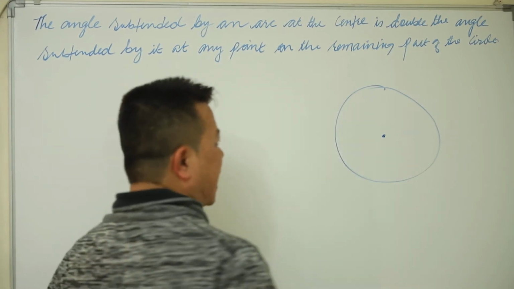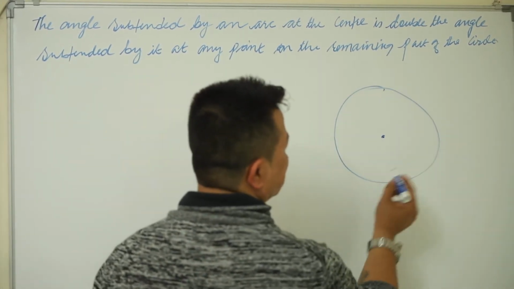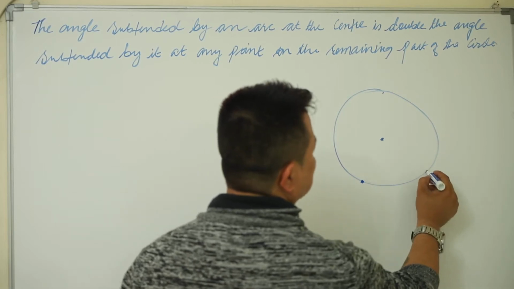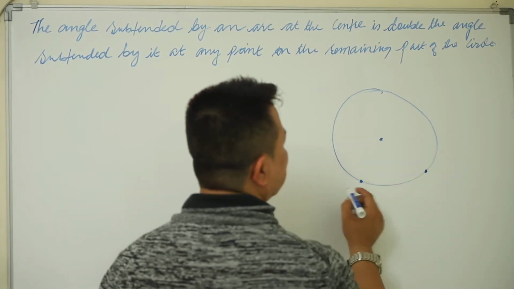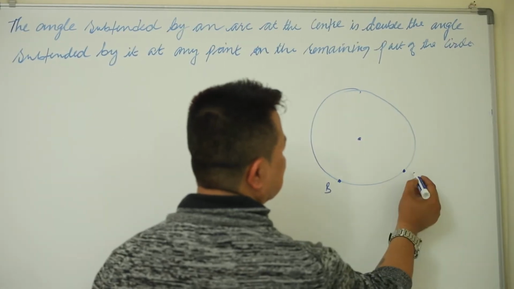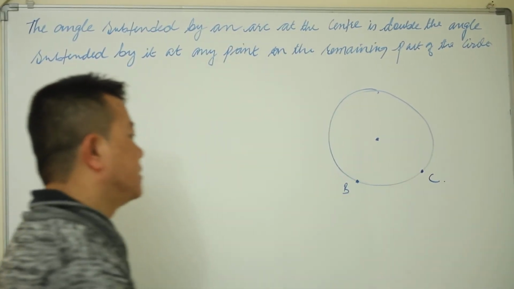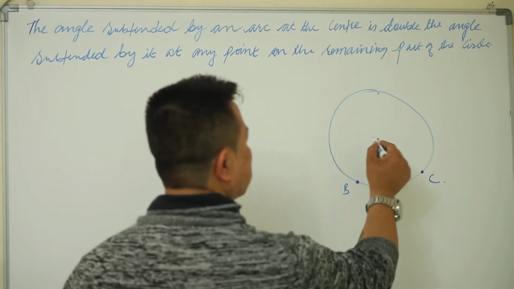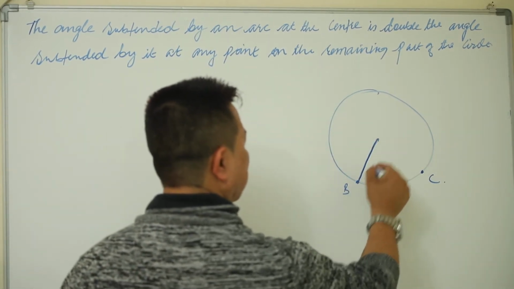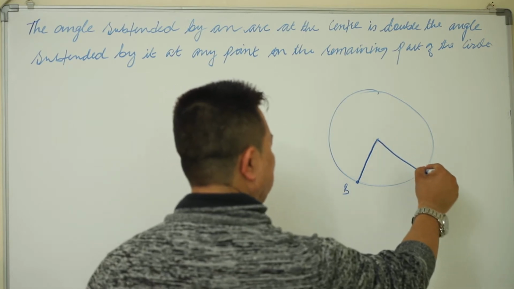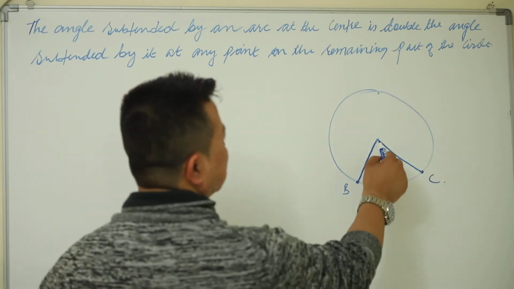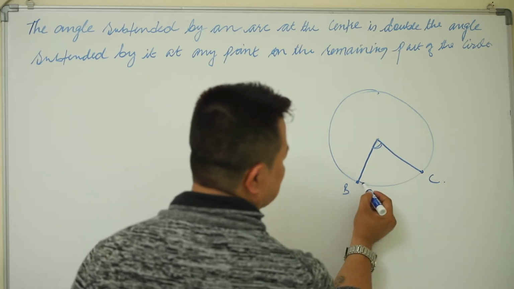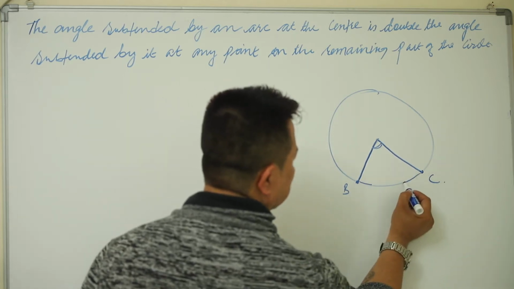Now let's take an arc on any area. Suppose this is one arc. This is the arc and you can name it as BC. So where is the angle subtended? Here. Now this is the angle subtended. This part is the angle subtended by which arc? This arc BC.